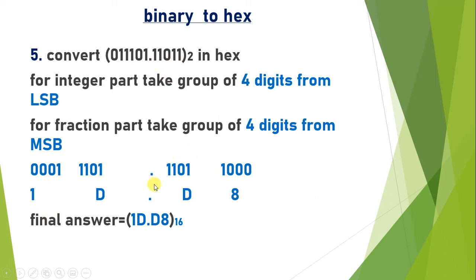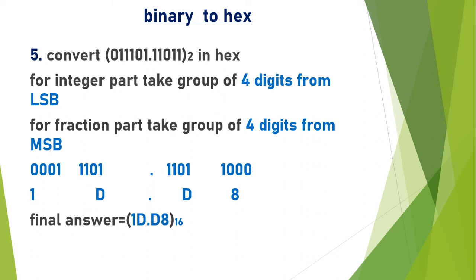For the fraction part, 1101 is the first group, that is equal to capital D, and then 1, with 3 more zeros added, that will give 1000, that is equal to 8. Now arranging from left to right, you will get 1D point D8 as the hexadecimal output.